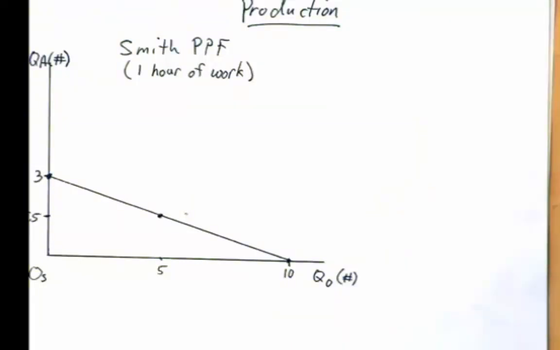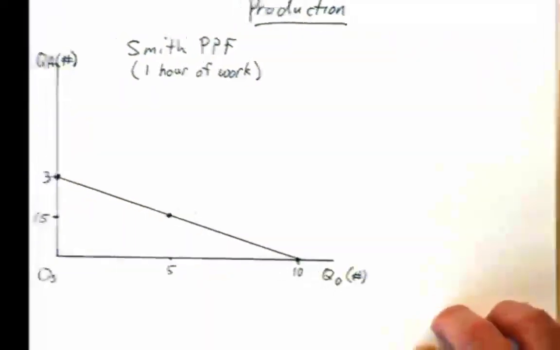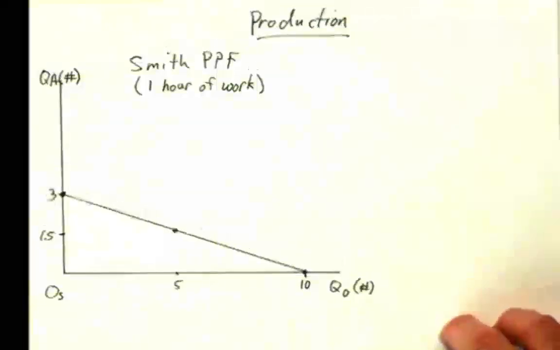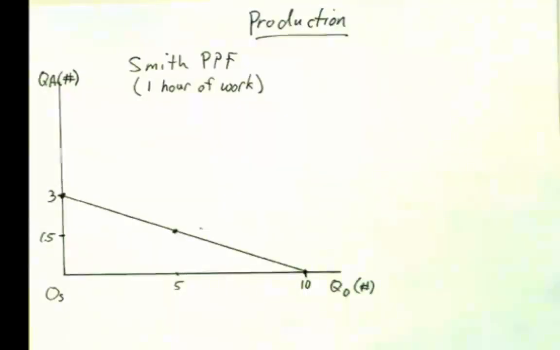So we're going to create here, and talk about, production possibilities for individuals, for Smith and Jones. And again, remember, we can think about this as being one country and another country to talk about it in an international trade context. So here's a simple diagram. We're going to imagine that Smith can work 1 hour during the day. So 1 hour a day is his maximum limit of work.